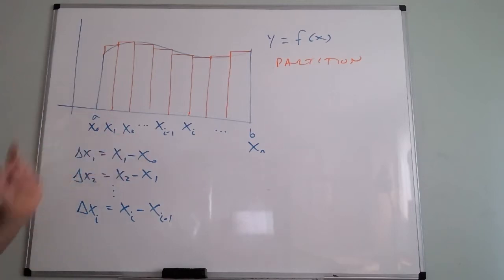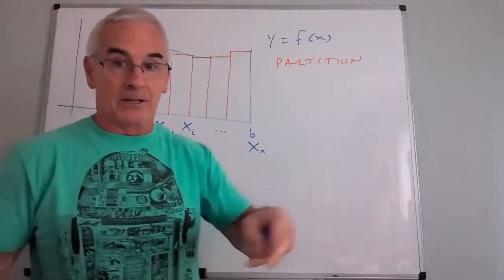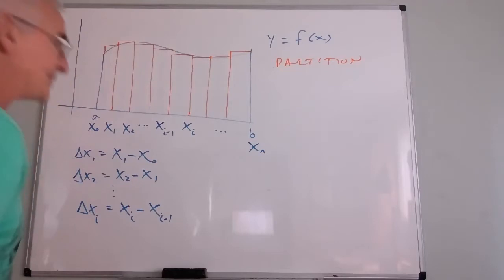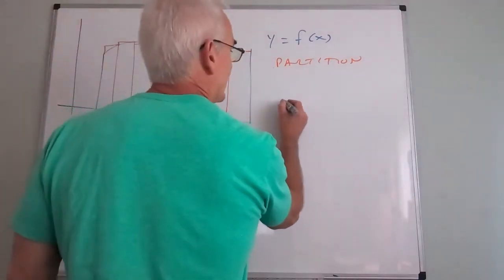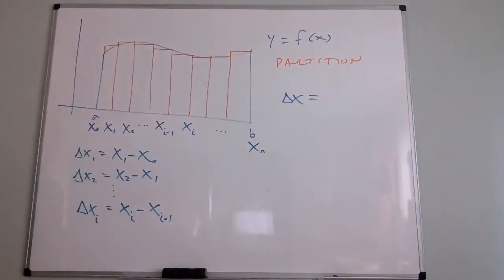Now, in my particular picture, notice all of my delta x's are the same width. A little later, we're going to look at what happens if they're not all the same width. So right now, every single delta x is exactly the same. And how big is my delta x?